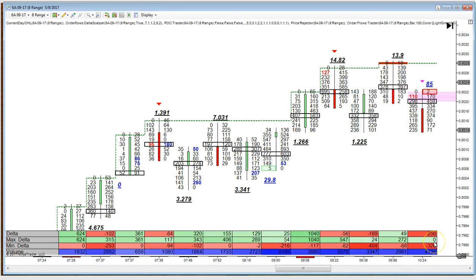Just because you have zero delta doesn't mean there was no aggressive buyers. Yes, there were. I mean, obviously, stuff trading on the offer side is aggressive buying, but it wasn't strong enough to turn the bar positive delta.